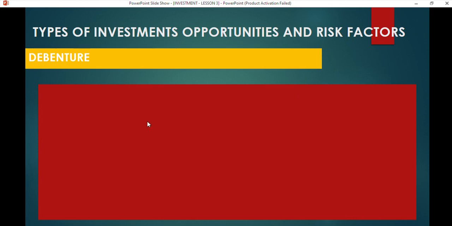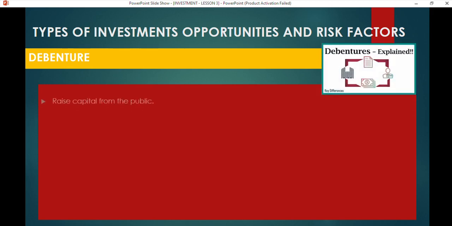Okay, last one for now is debentures. Now, what is a debenture? If you look at the direct translation from Afrikaans, it is a skuldbrief. So that means it's a letter stating that you owe someone money or something. Okay, so why do businesses give out debentures? Now they want to raise capital from the public.